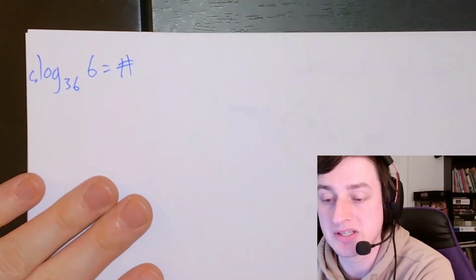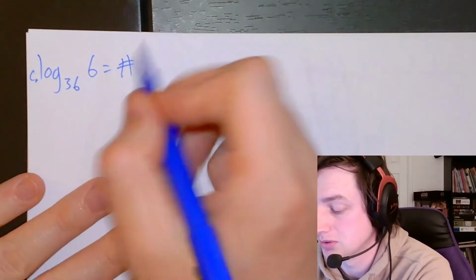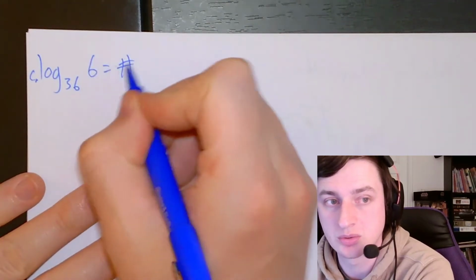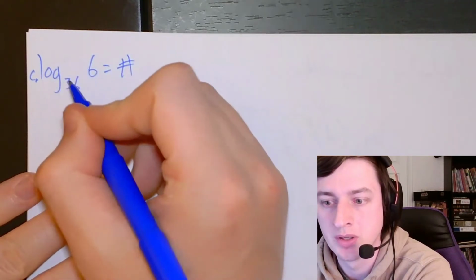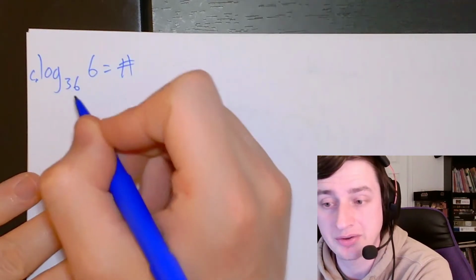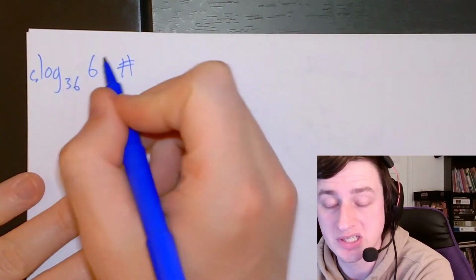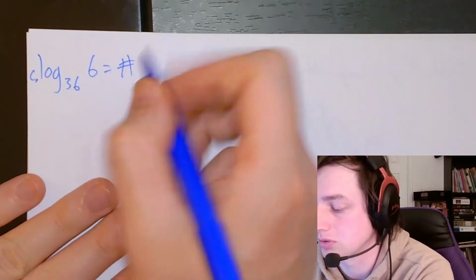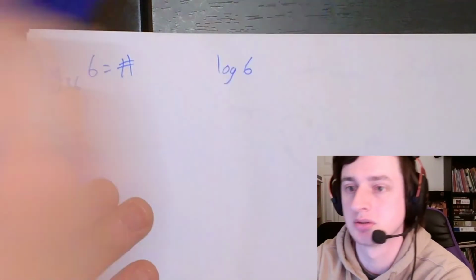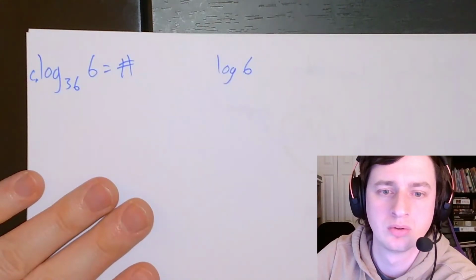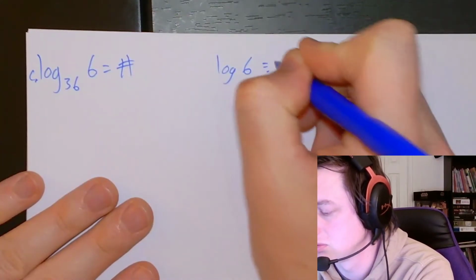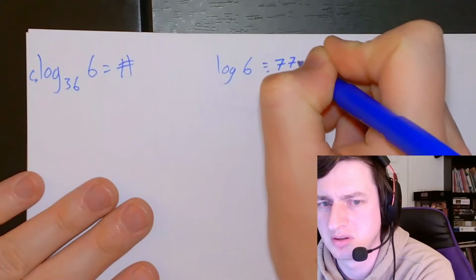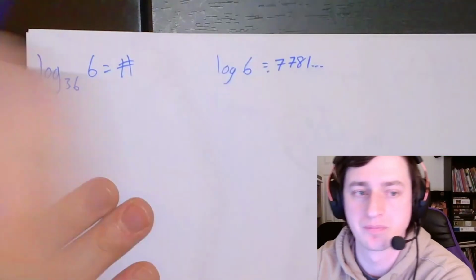So if I have log base 36 of 6 equals, we want to know what this equals. Now, if you plug this into your calculator, just do log of 6, that's not going to give you what we're looking for. Log of 6 is 0.7781, and it goes on forever.